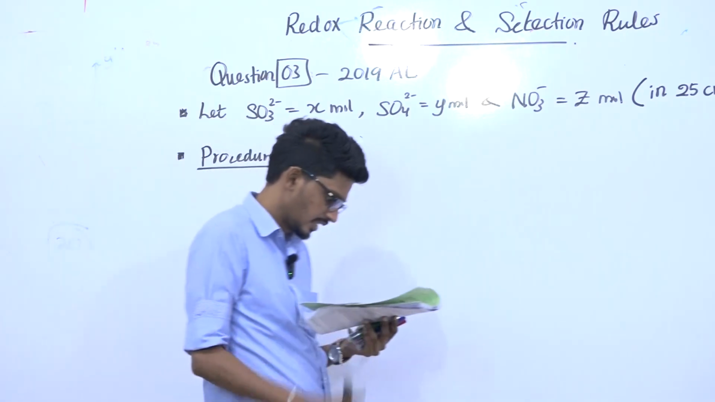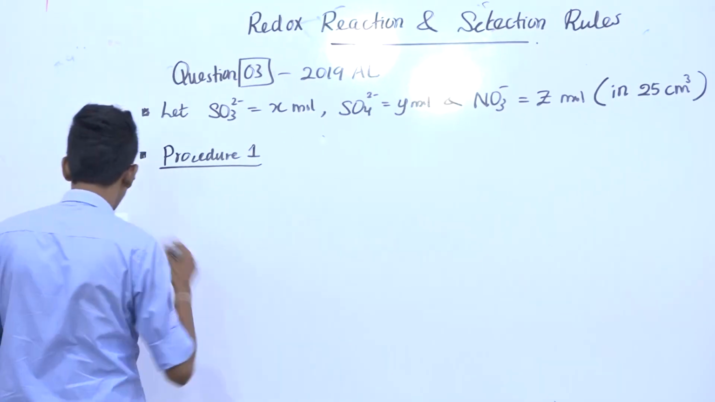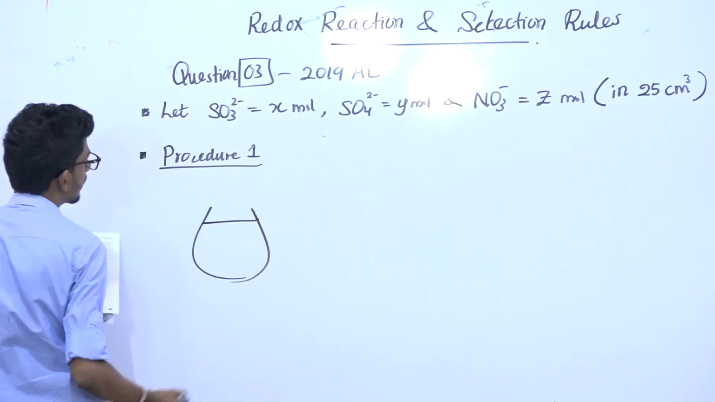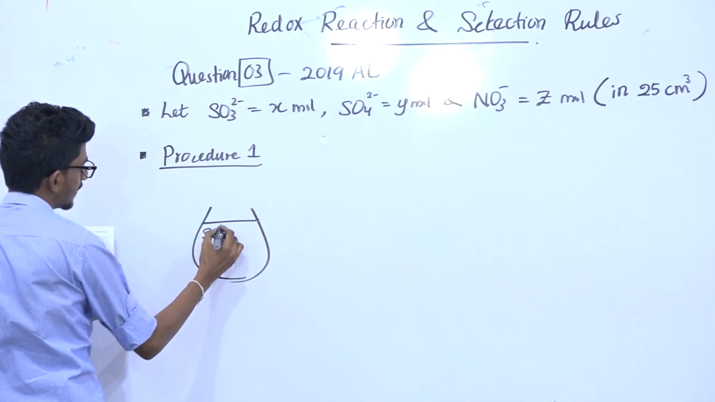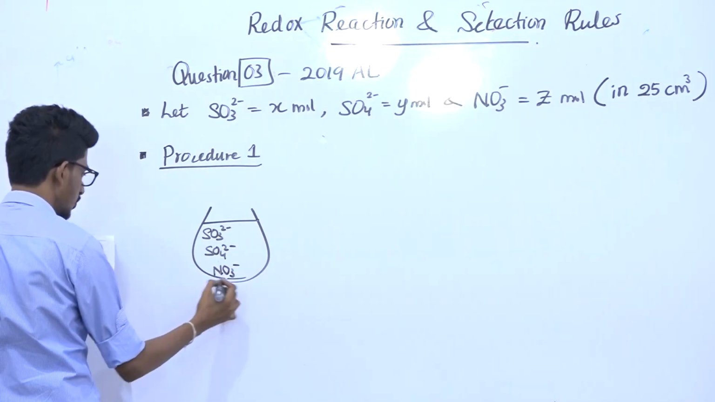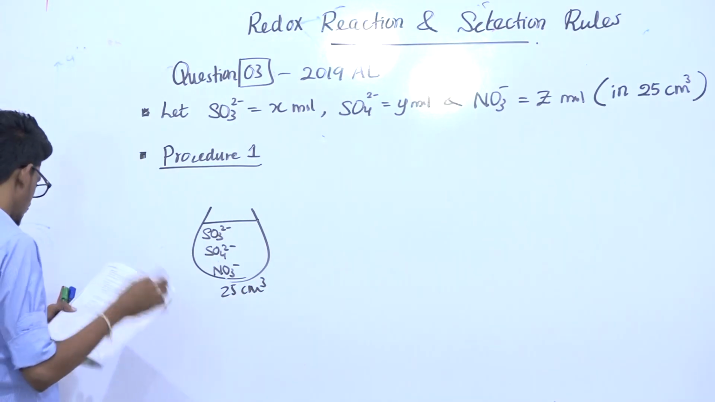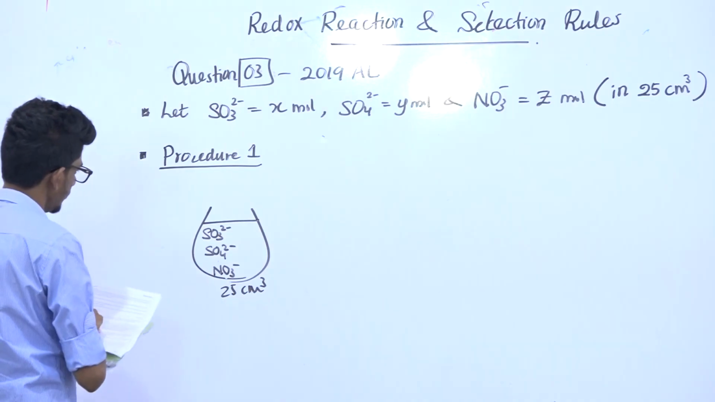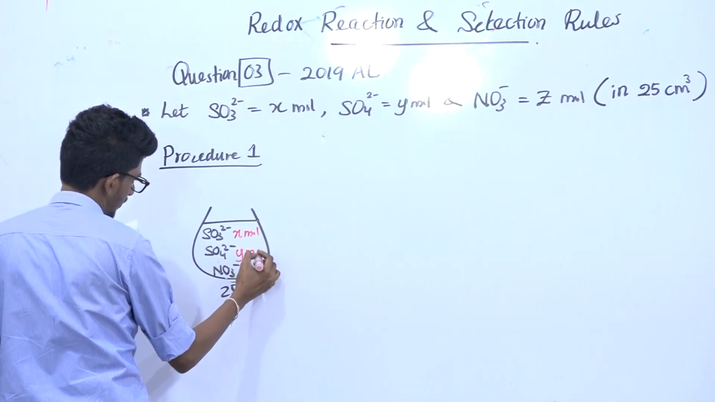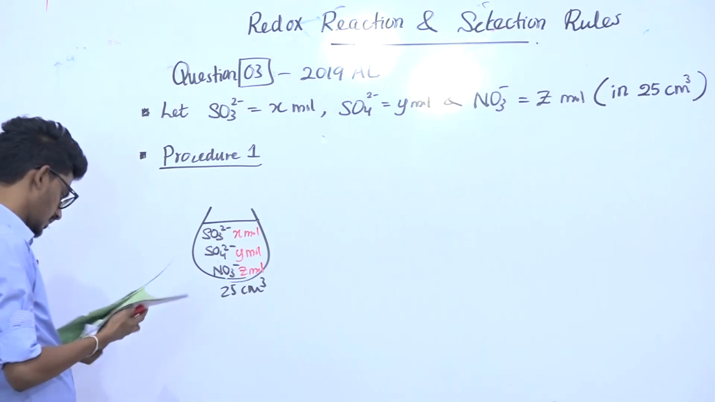See what they are saying. 25 cubic centimeters of sample Y and excess of dilute solution of BaCl2 was added with stirring. So sample Y contains these, no? SO3 2-, SO4 2-, and nitrates. 25 cubic centimeters. Right? So you have x moles, y moles, and z moles here. Right? Okay.